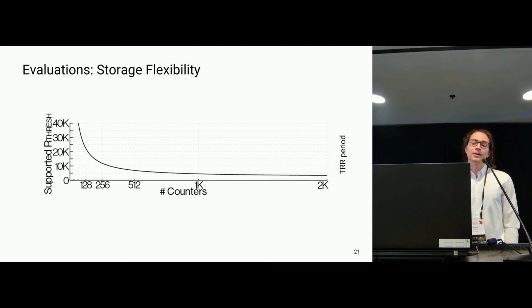So let's look at the flexibility of ProTRR. As you can see, depending on the number of counters, there is a very broad range of supported Rowhammer thresholds, but this is not all.